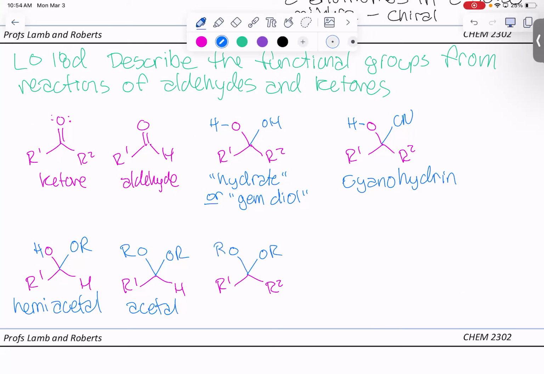Yeah, question? We can form a hemiketal. Excellent. Yeah. So a hemiketal would be the equivalent of a hemiacetal, but R1 and H would be R1 and R2. So yeah, a lot of these you can extrapolate to the other names. Great question.